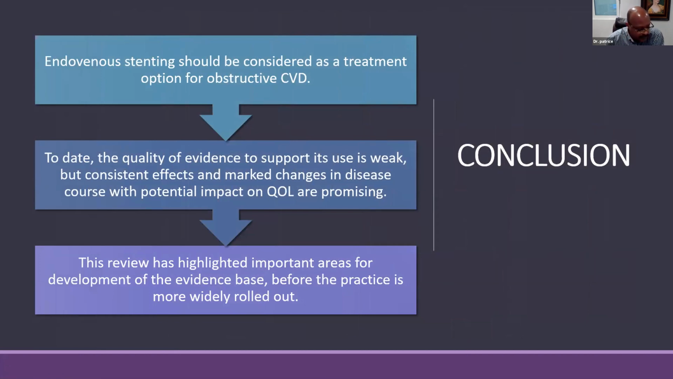As conclusions, when I reviewed this meta-analysis and went through all the data, which I don't want to bother you guys with, endovenous stenting should be considered as a treatment option for obstructive CVD. But to date, the quality of evidence to support its use is still very weak. But consistent effect and marked change in disease course with a potential impact on quality of life still remain promising. So they came again to the conclusion that this review has highlighted important areas for development of the evidence base before the practice is more widely rolled out. As you can see, these are clinicians practicing in the United Kingdom, and they've reviewed all this data, and unfortunately, we can't ignore this.